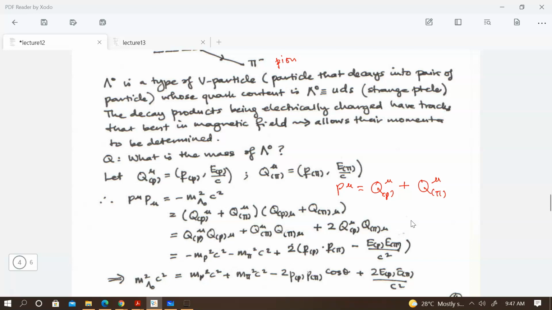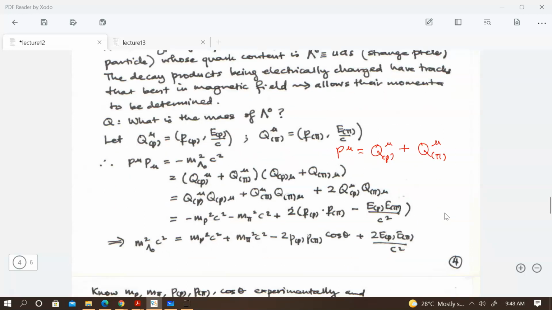So here is Q_p^mu times Q_pi^mu. This will give you, for example, Q_p^mu squared gives minus m_p squared, the proton mass squared, c squared, and then the pion mass squared, c squared, and then you have the cross term. The cross term one calculates individually for each component. So you get the proton momenta and the pion momenta dot product, and then the fourth component is the energies of the proton and the pion.